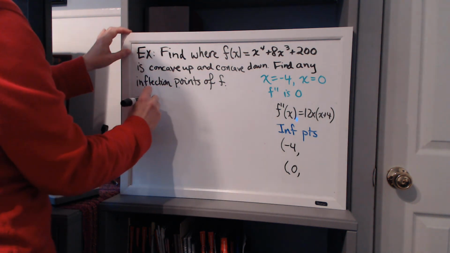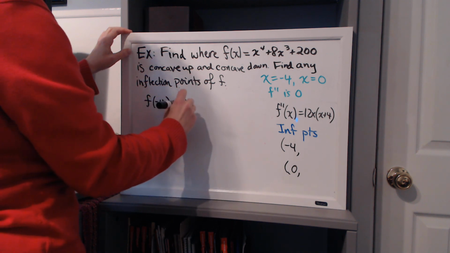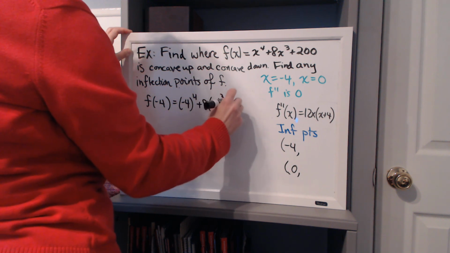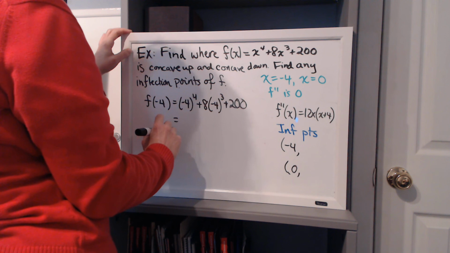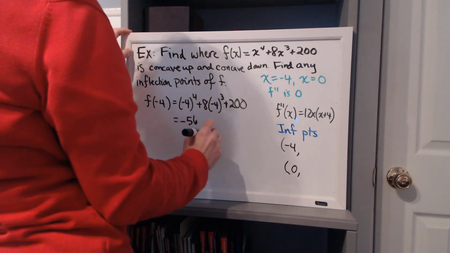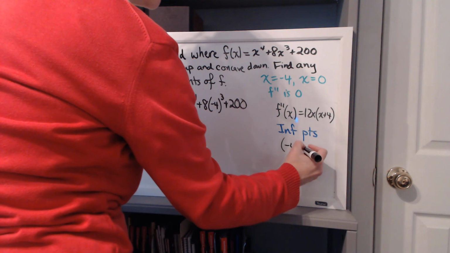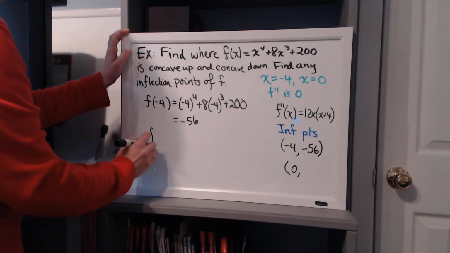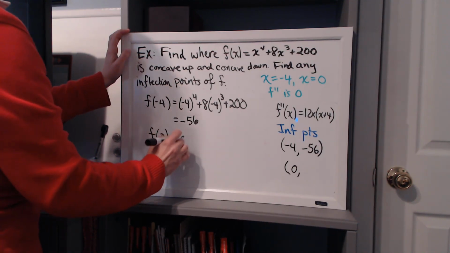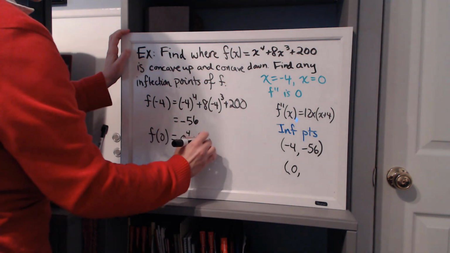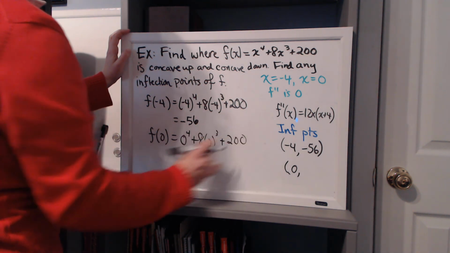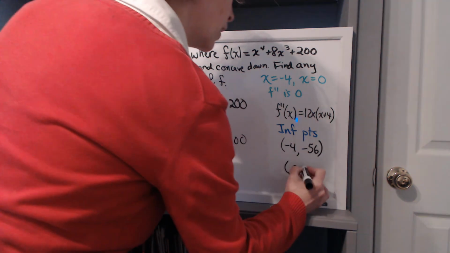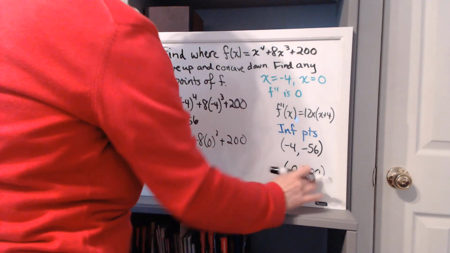Okay, so f of negative 4, so this will be negative 4 to the 4th power plus 8 times negative 4 to the 3rd power plus 200. And if you put that into your calculator, you're going to find that is equal to negative 56. So one of our inflection points is at negative 4, negative 56. And then for the other inflection point, we're going to plug in 0, so we'll get 0 to the 4th plus 8 times 0 to the 3rd plus 200, so that's 0 plus 200, and we end up with 200. So our second inflection point is at 0, 200.